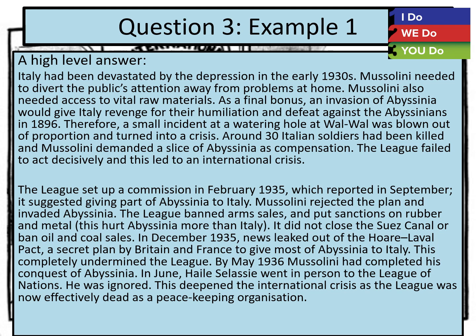So here's a really high-level answer. This would get 8 out of 8. So Italy had been devastated by the Depression in the early 1930s. Mussolini needed to divert the public attention away from problems at home. He also needed vital raw materials.